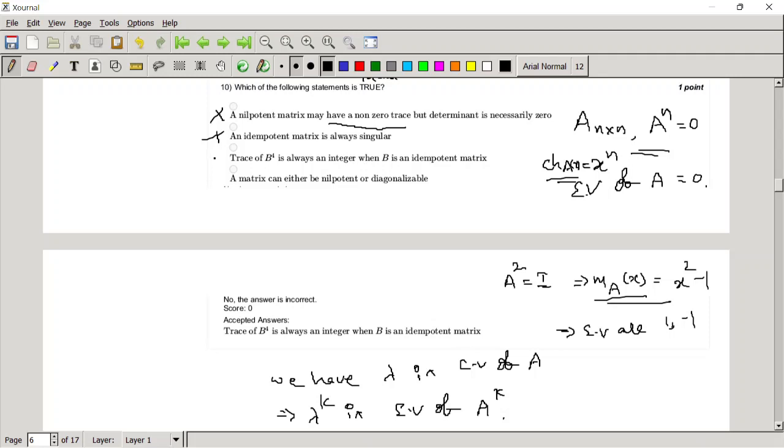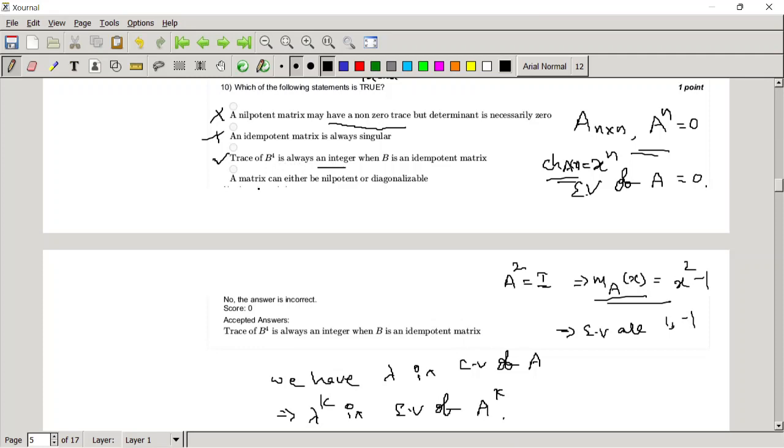The trace is nothing but the order of that matrix b power 4. Of course, that is not given here, but the order can never be rational or irrational. Sorry, it can be rational, but it can never be irrational. It is always an integer. So we can say the trace of b power 4 is always an integer.